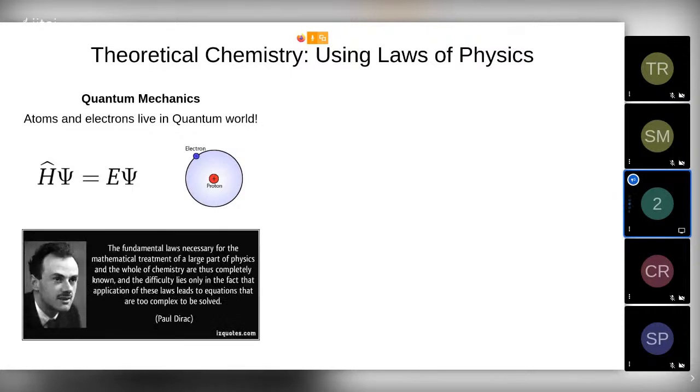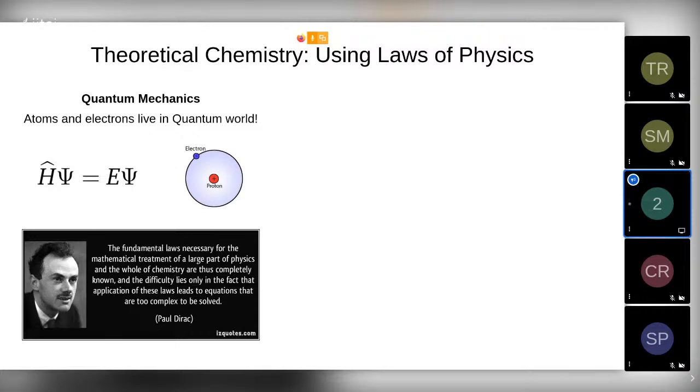So the scientist Paul Dirac famously said that the fundamental laws necessary for the mathematical treatment of large part of physics and the whole of chemistry are thus completely known after the discovery of quantum mechanics. But the difficulty lies only in the fact that the application of these laws leads to equations that are too complex to be solved. And in most cases, as the analytical solution doesn't exist, humans can't do it. We need computers. There are two ways to solve this problem.